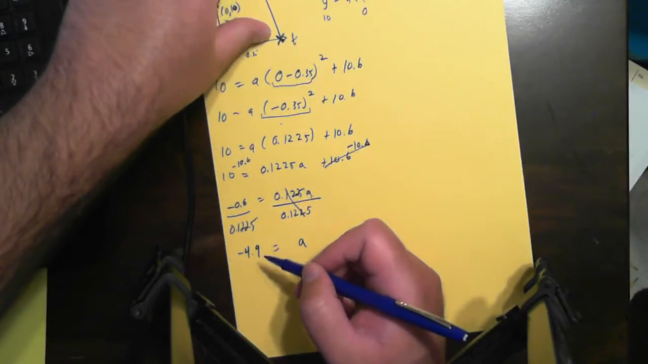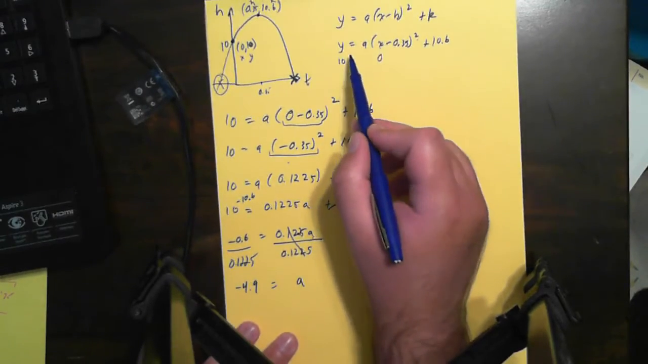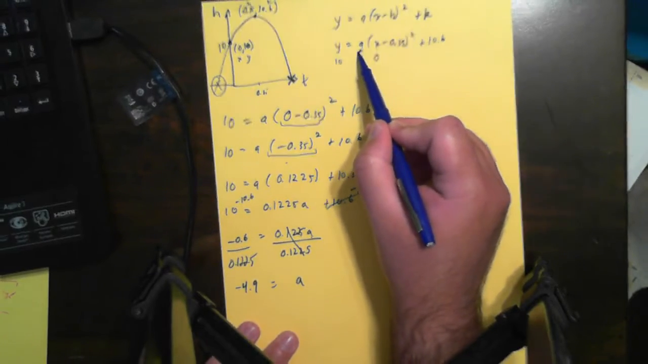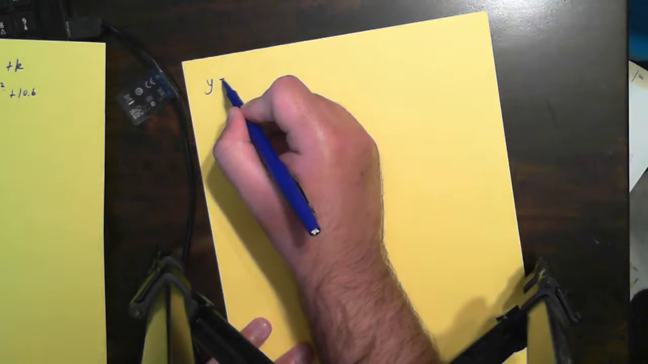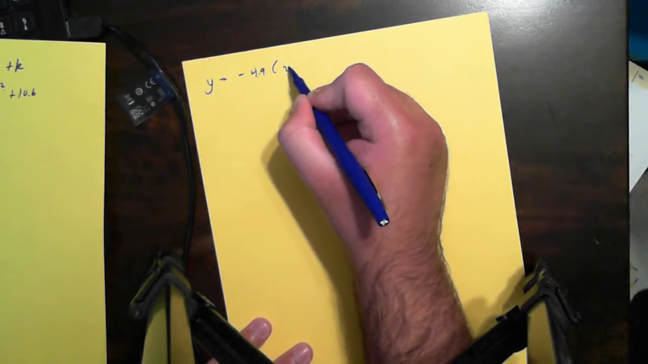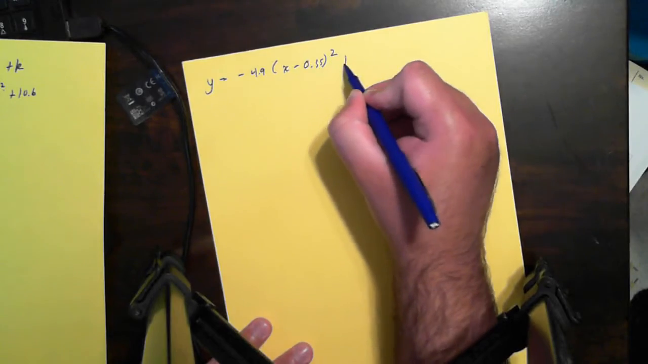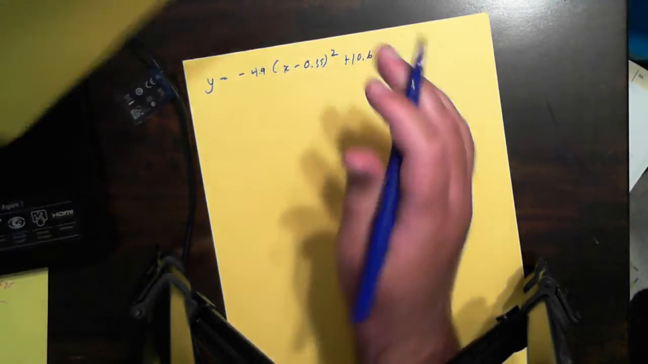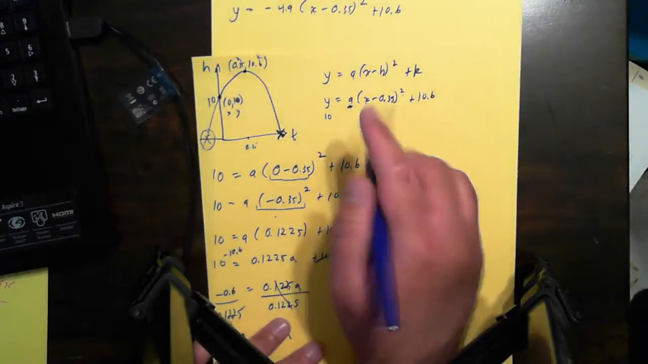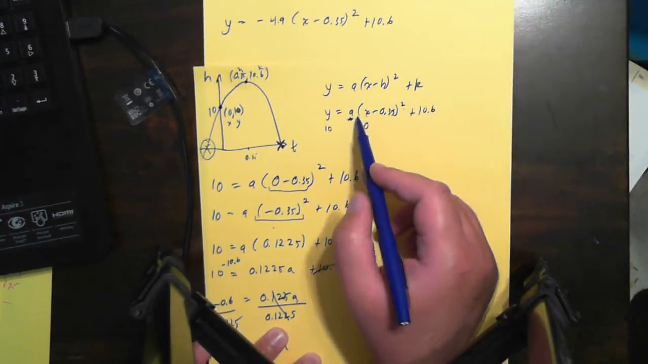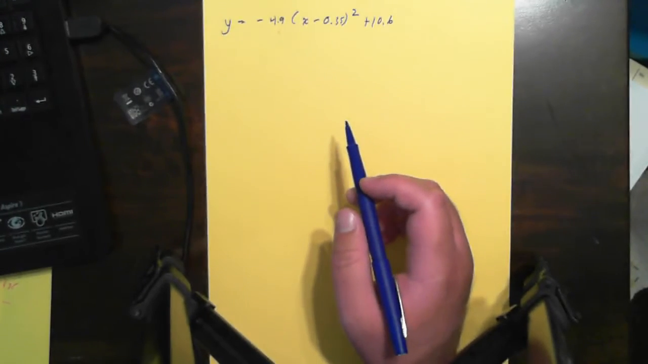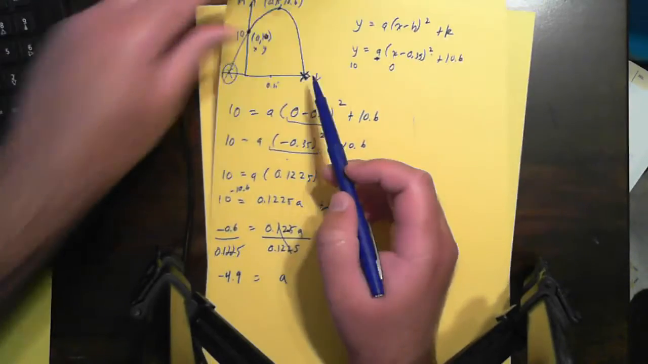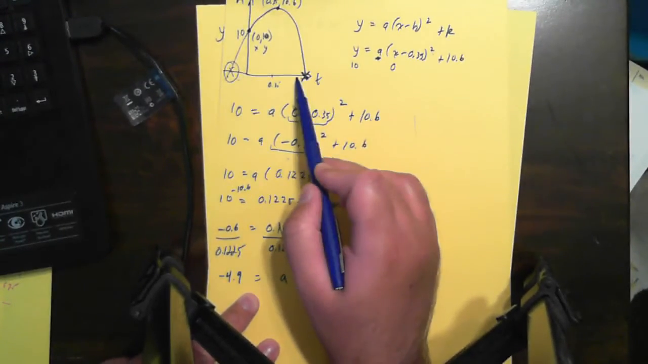Now I've actually got my quadratic, because I had this to start with, but now I know what a is. It's negative 4.9. So the quadratic function that models this curve is y equals negative 4.9, x minus 0.35 squared, plus 10.6. All I've done is take this equation and place in the a value that we just calculated. Now, in the context of the problem, I need to find out when we're hitting these points here.